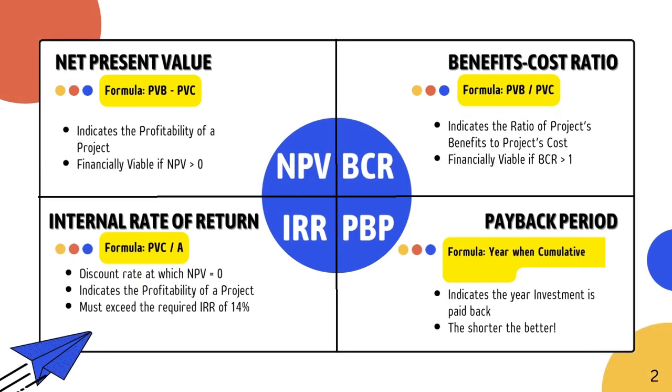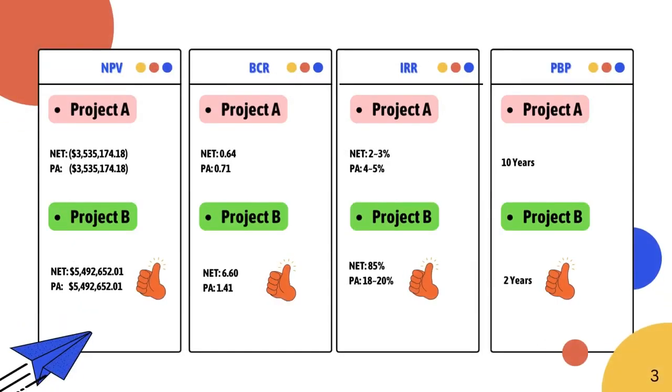In this slide, we will be discussing 4 key financial metrics: net present value, NPV, benefits cost ratio, BCR, internal rate of return, IRR, and payback period, PB. NPV indicates the profitability of a project and is viable if NPV is greater than 0. BCR shows the project's benefits relative to its costs and is viable if BCR is greater than 1. IRR is the discount rate at which NPV equals 0 and must exceed the required IRR of 14%. PB indicates the year the investment is paid back. The shorter, the better.